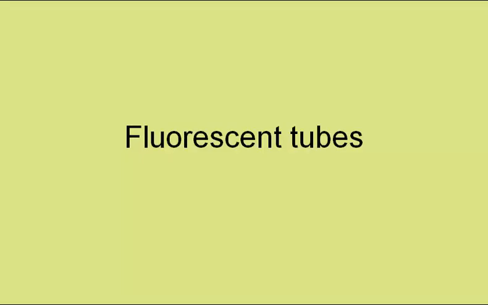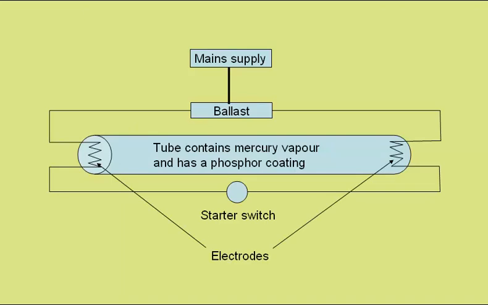Fluorescent tubes. Here we have a diagram of the main components involved in the operation of a fluorescent tube. This is the tube itself, containing mercury vapour with a special phosphor coating on the inside of the tube. More about this coating in a moment.